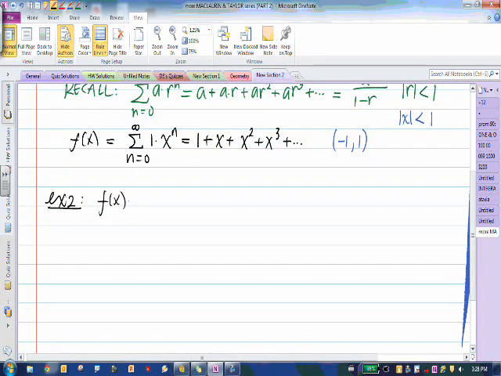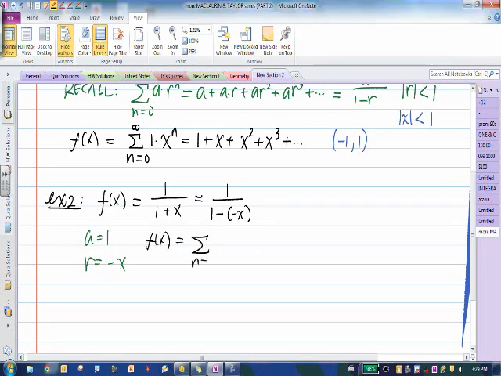Let's look at a second example and just change things up slightly. Let's say your function instead was 1 over 1 plus x. Well, that doesn't quite have the right form until we do the following. We change it to 1 over 1 minus negative x. So you can clearly see in this example that a is still 1 and your r this time is negative x.